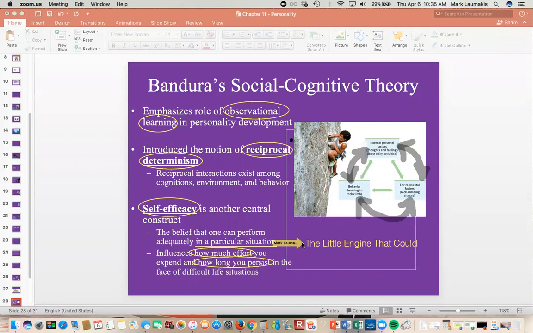Let me stop there. Any questions about these three big factors from Bandura? Observational learning, reciprocal determinism, and self-efficacy.